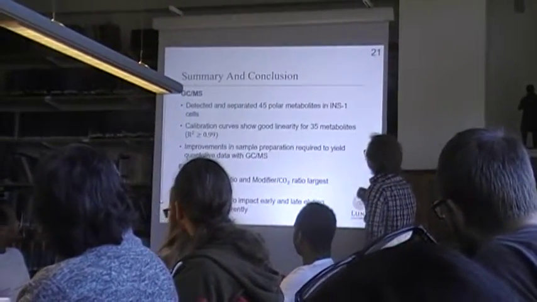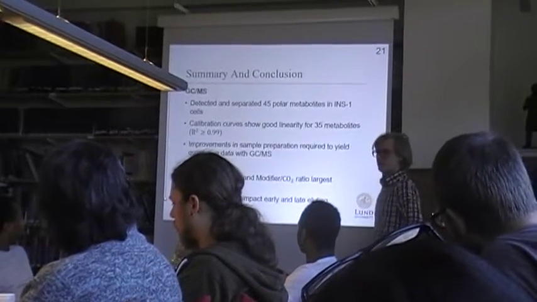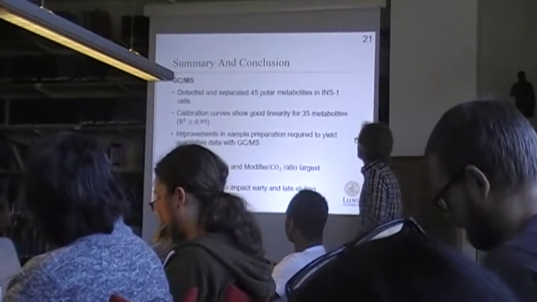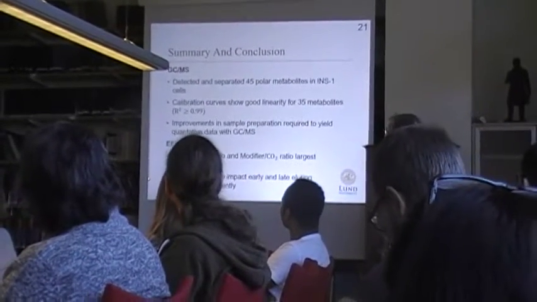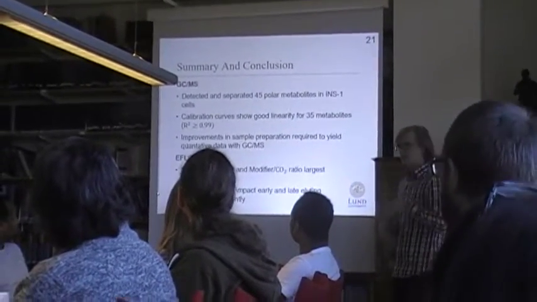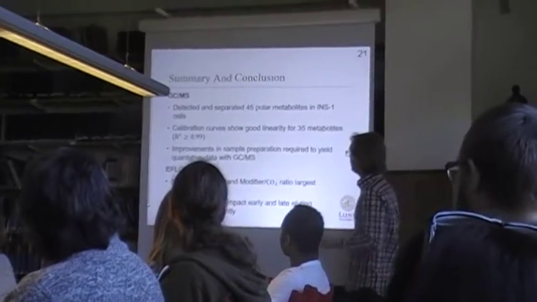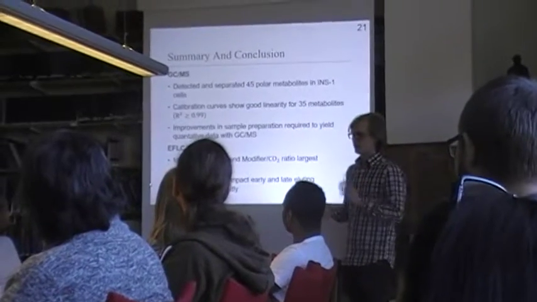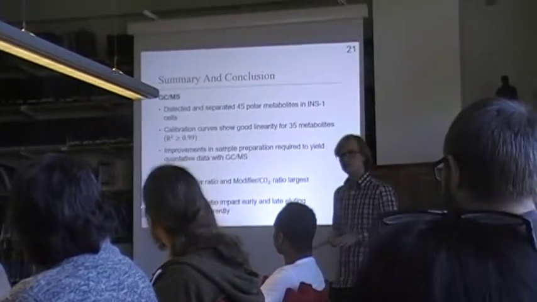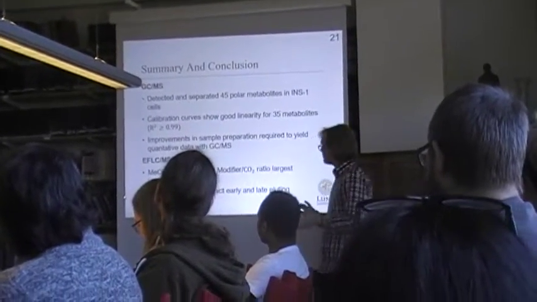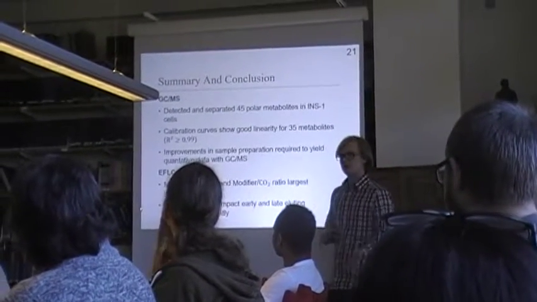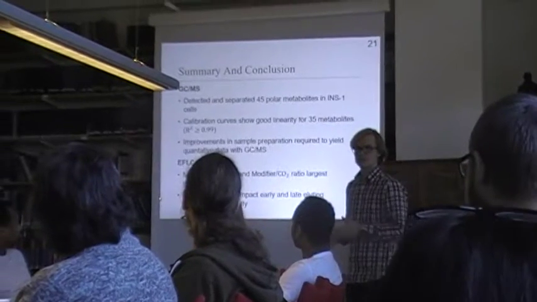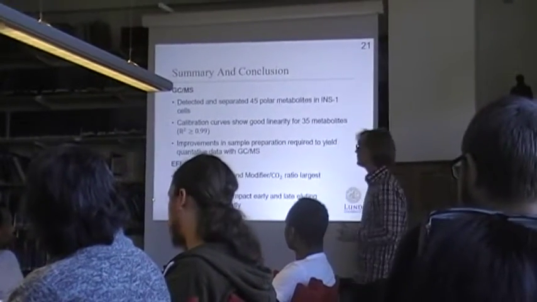Right, so just to summarize everything which I've talked about up until this point, for GCMS I was able to detect and separate 45 polar metabolites in INS1 cells, and 35 of these showed good linearity. But, as I mentioned, a lot of the metabolites had a calculated concentration below the limit of quantification, which might question the validity of using this method on INS1 cells, but if we were to apply this to other biological matrices, maybe we would obtain better quantitative data.